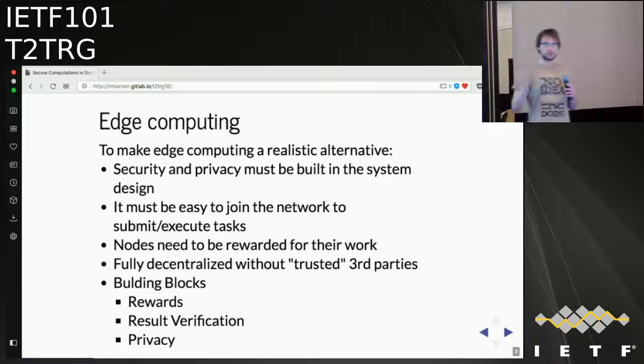Also, we want to have an open system that everyone can join, so no vetting system. If I have some spare CPU, I just join and execute stuff.